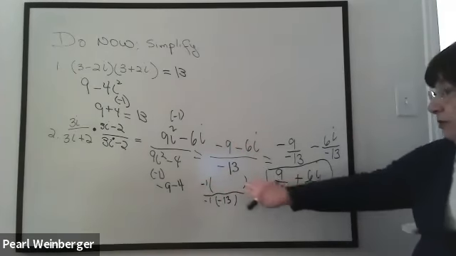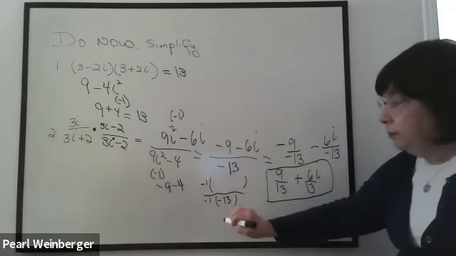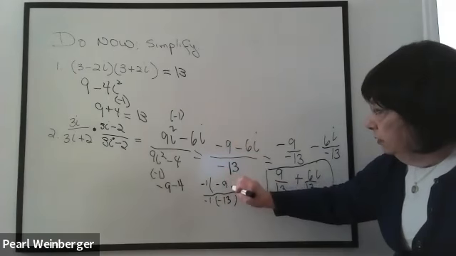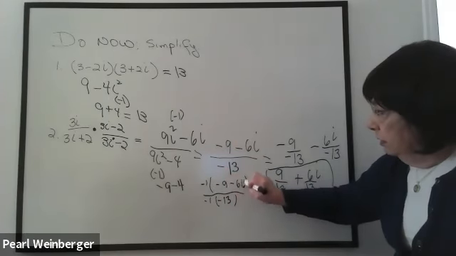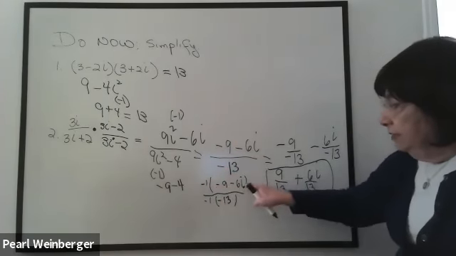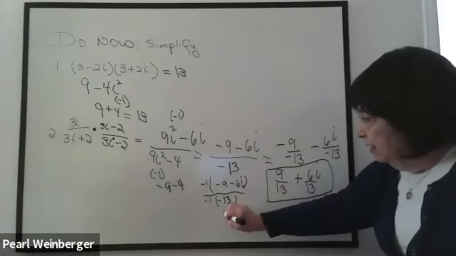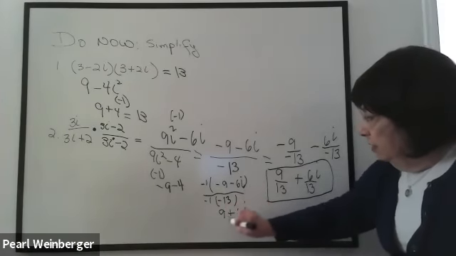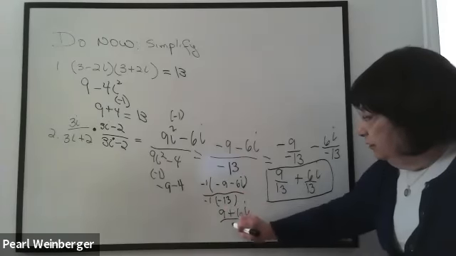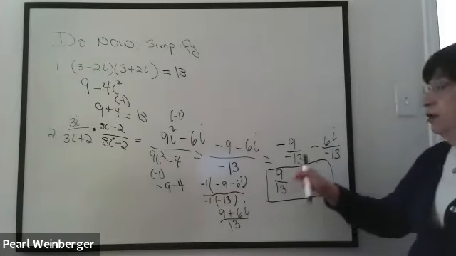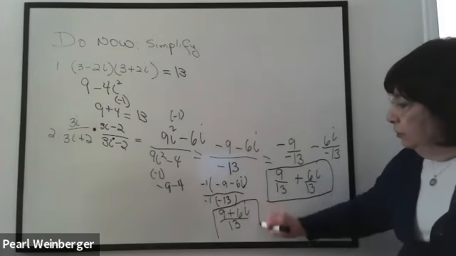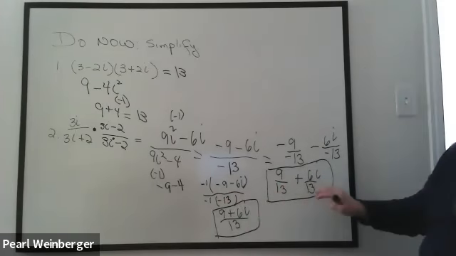If you didn't do this, you could have done this. So this would have given you, on top, -1 times -9 times -6i is +9 plus 6i, and negative times negative is again 13. Again, do not leave a negative in the denominator. So either answer is acceptable.